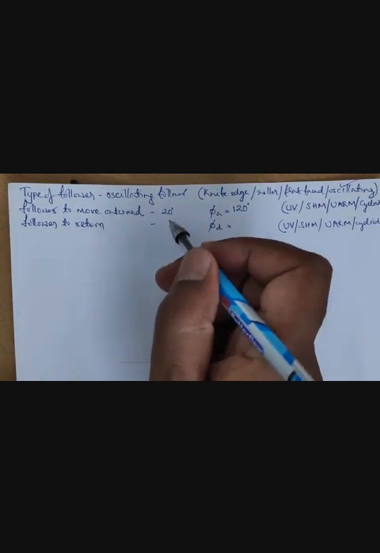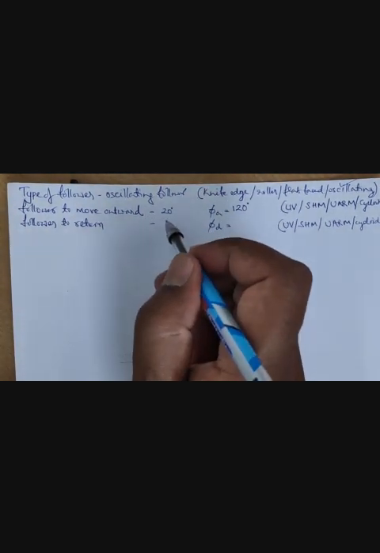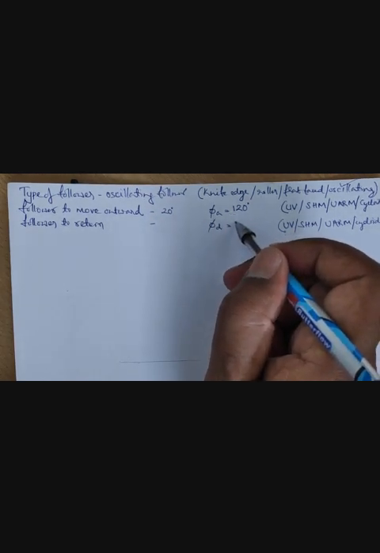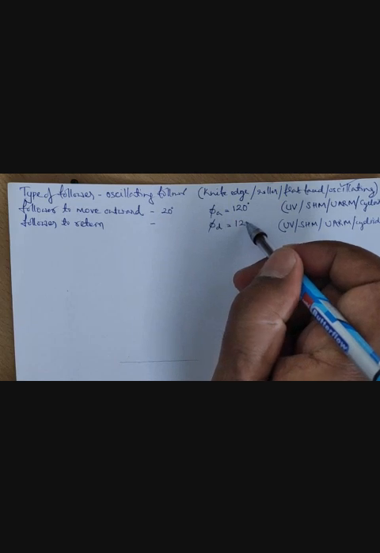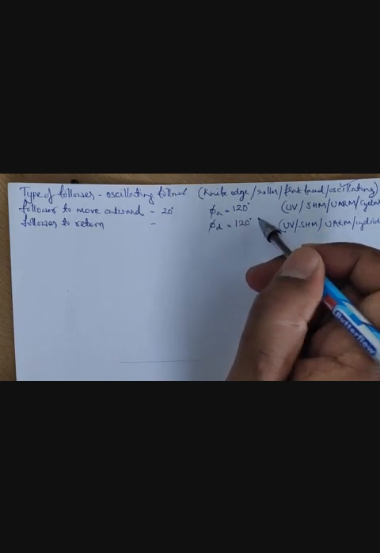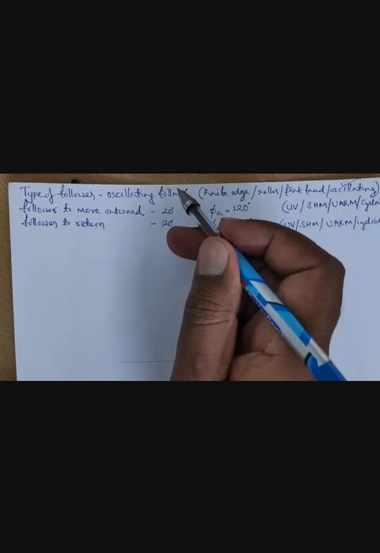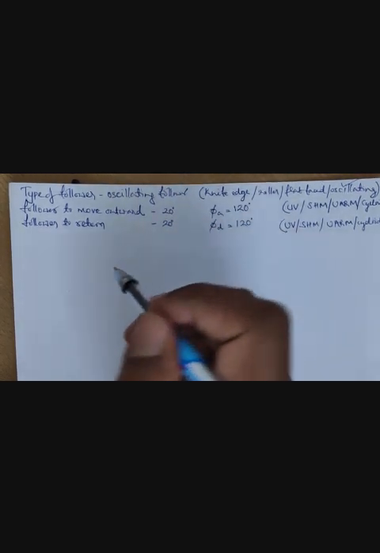So here let us make the problem simple. So let us take the follower to move outward through 120 degree, and also the return through 120 degree, and once it moves outward through 20 degree outwards, then it has to return through 20 degree inwards. We are speaking about the lever, that is the oscillating lever.